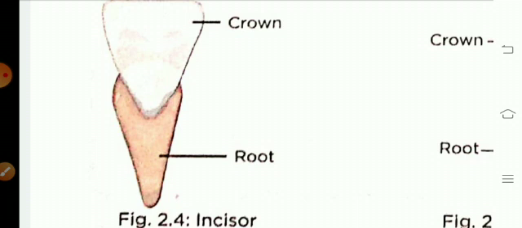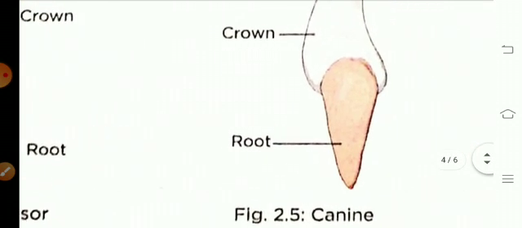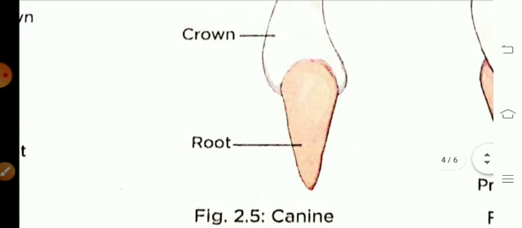Okay, and second type is here. Second type, they are sharp teeth found next to the incisors. Canines are sharp and have pointed ends, which help to tear and pierce the food. There are a total of 4 canines, one on either side of the incisors.